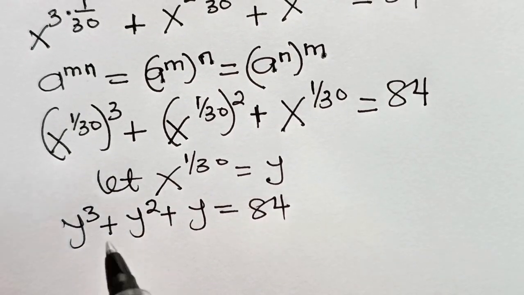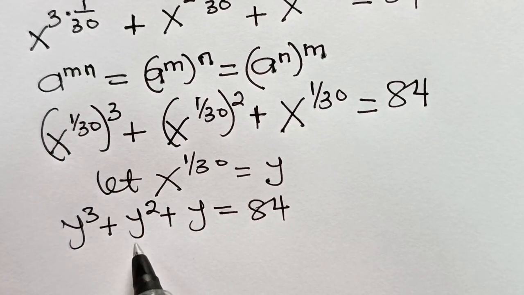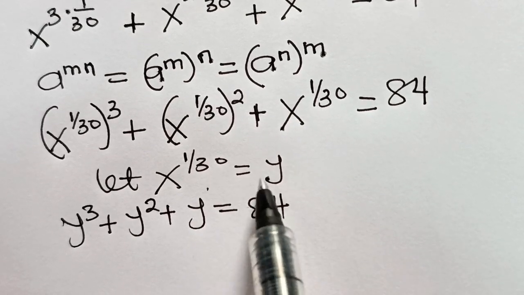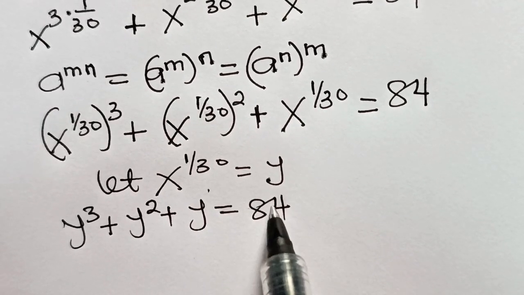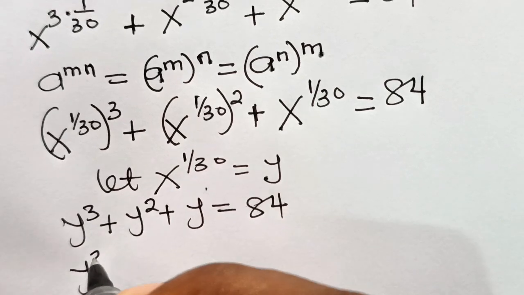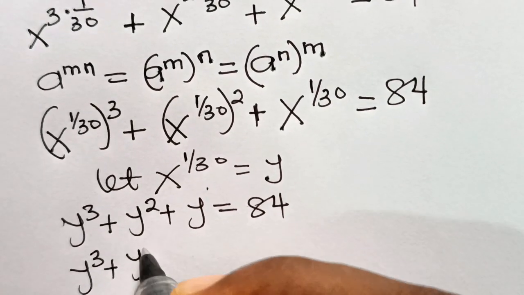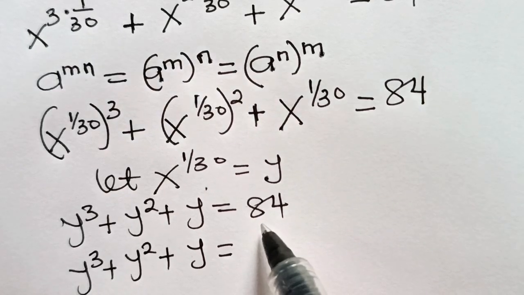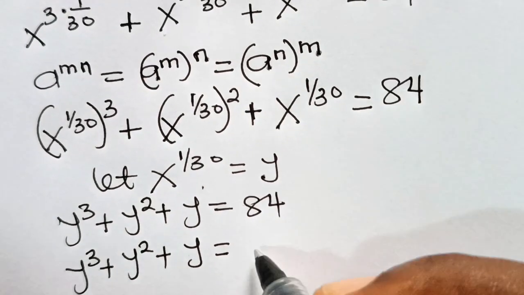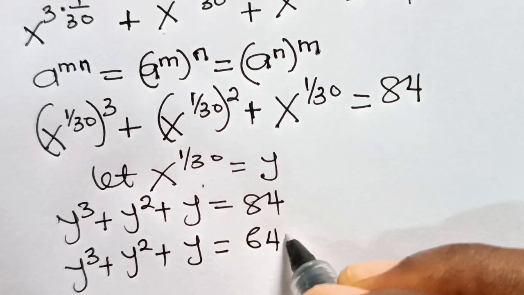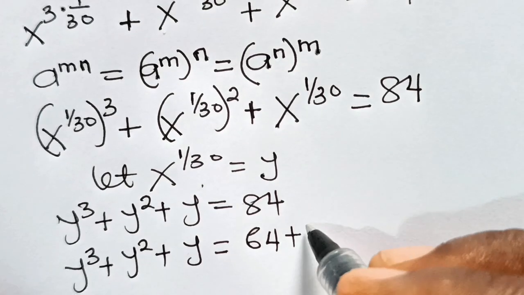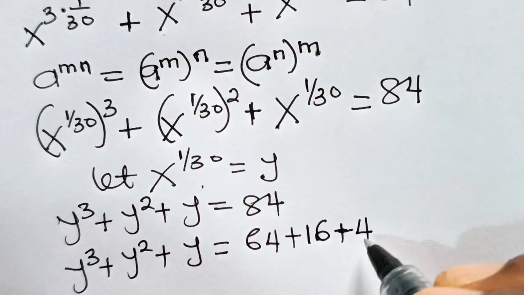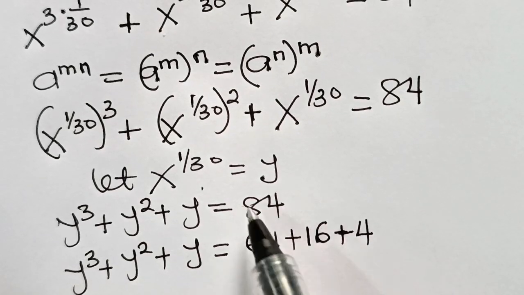Now, if we have the same number to the power of 3, the same number to the power of 2, and the same number to the power of 1, do we have such a thing that when we do it here, we get 84? Yes. So we have y to the power of 3 plus y to the power of 2 plus y is equal to, if we say 4 to the power of 3, which will give us 64, plus 4 to the power of 2, which will give us 16, plus 4 to the power of 1, which is 4. If we add them together, we get 84.